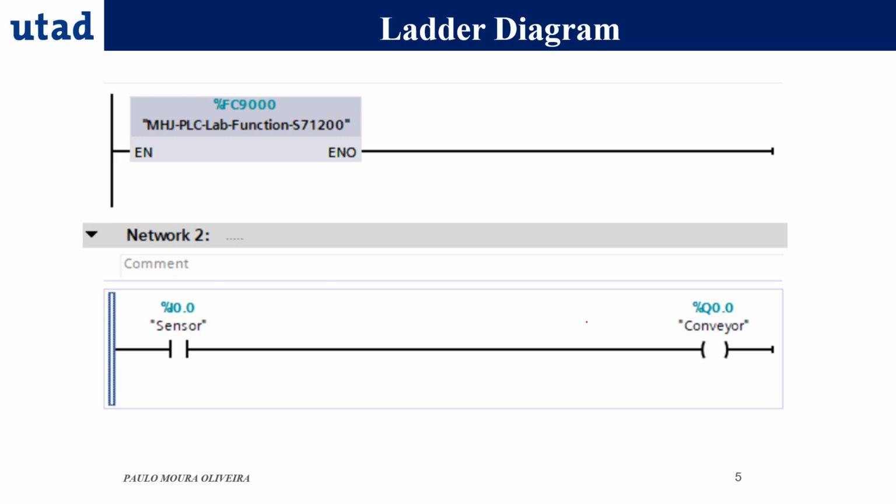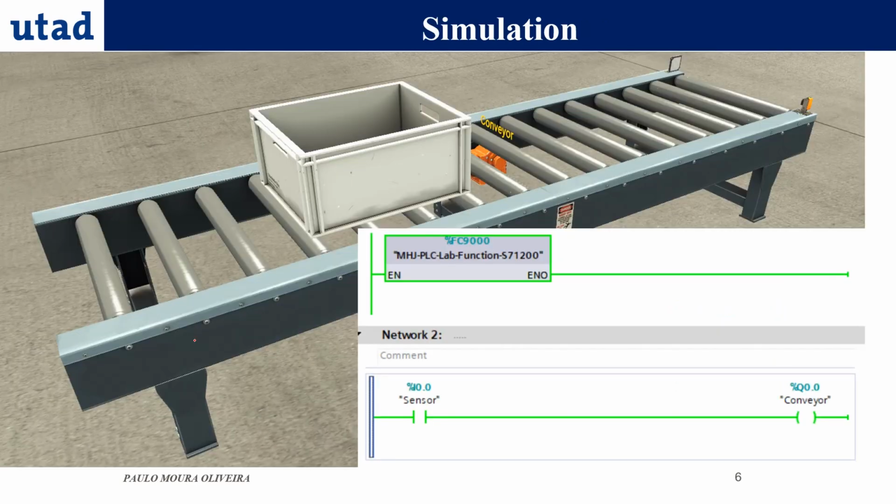And using the template which is provided by Factory I/O with this function, in this case the ladder diagram is quite simple. If the sensor is not activated, it is going to actuate the conveyor. This means that it doesn't detect any box in front of the sensor. This is the normal situation when the box doesn't reach the sensor.